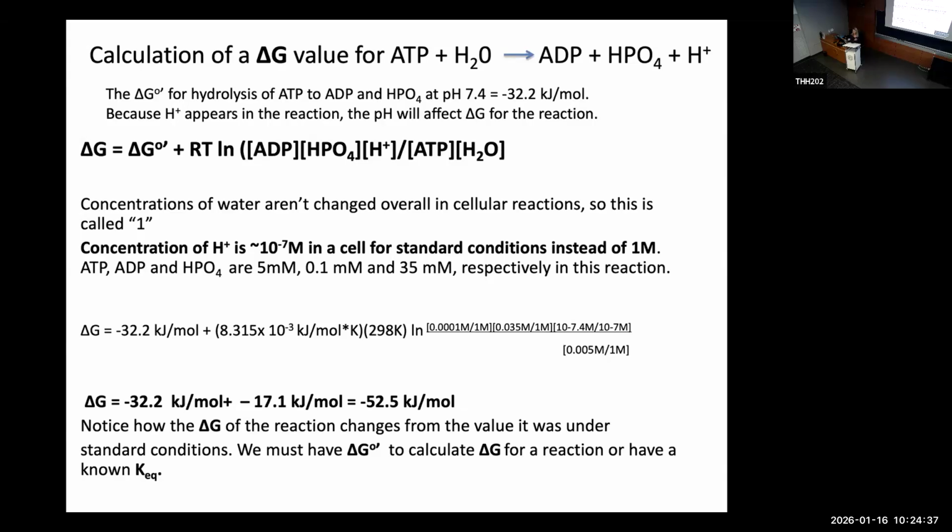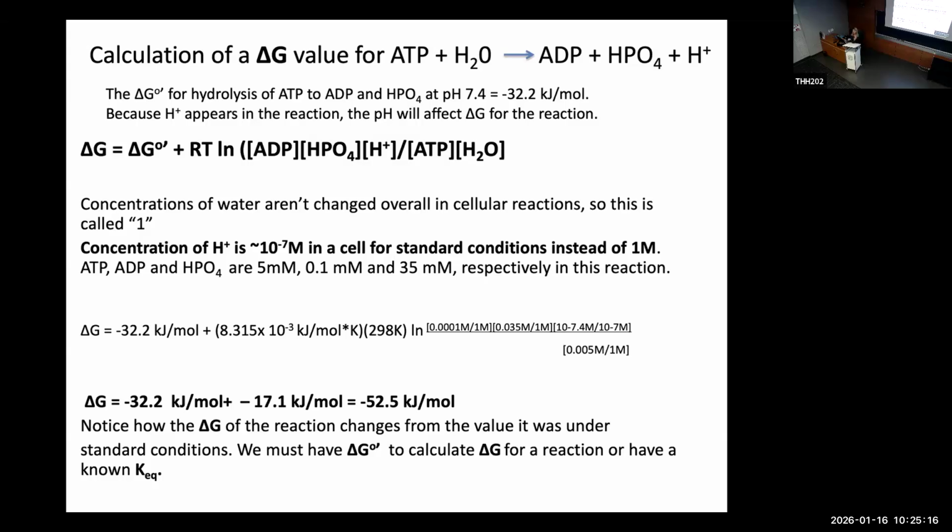That doesn't change, and so you can look that up. So delta G naught prime for hydrolysis at pH 7.4, this will come into play because that is not standard state, is negative 32.2. So that is the number we'll plug in to our delta G naught prime value. And then we will just need to plug in the various current concentrations of the products and the reactants.